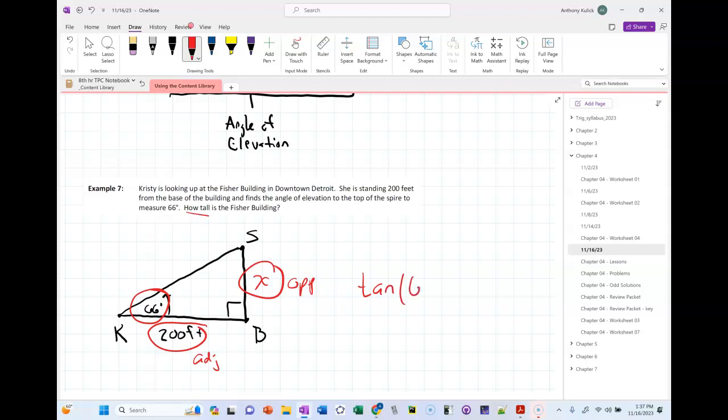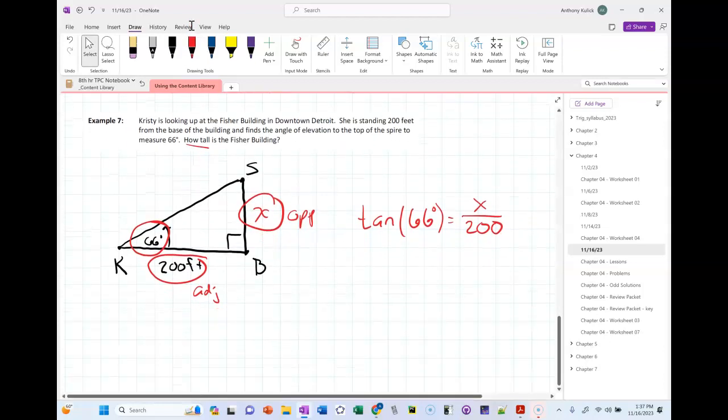How did you know that? Opposite over adjacent, SOHCAHTOA, right? Mr. Kulik, do I still need to remember SOHCAHTOA? You betcha! So if you need to brush up on that, please do so while you're doing this assignment.